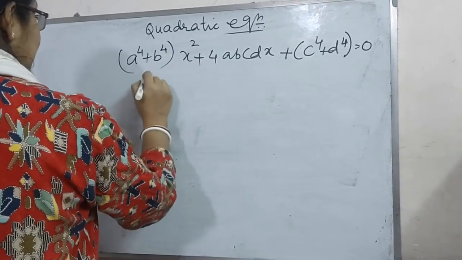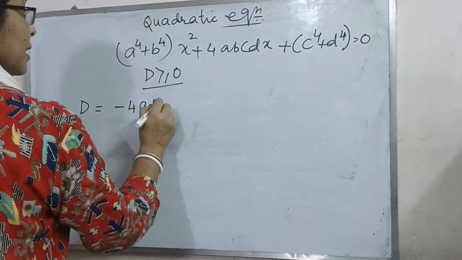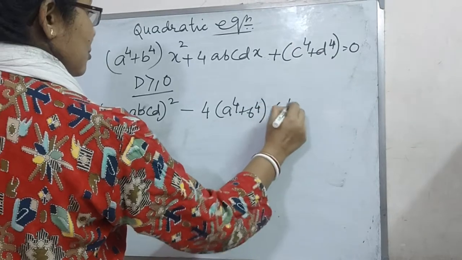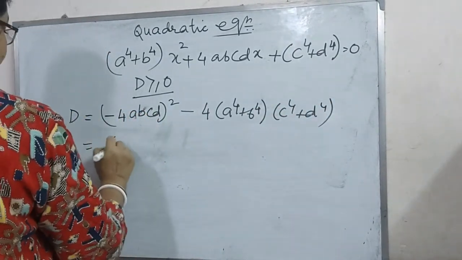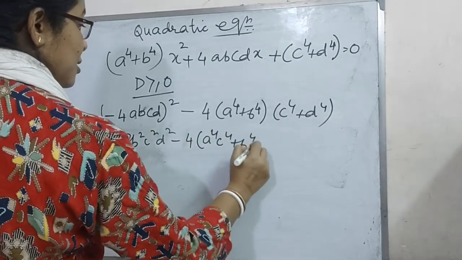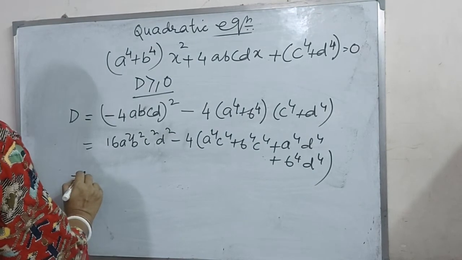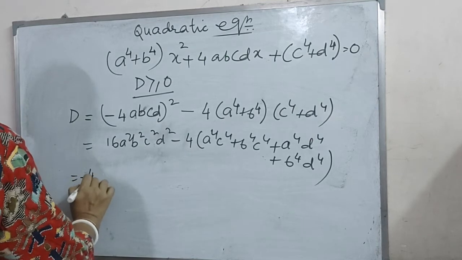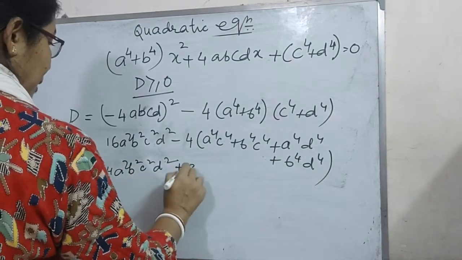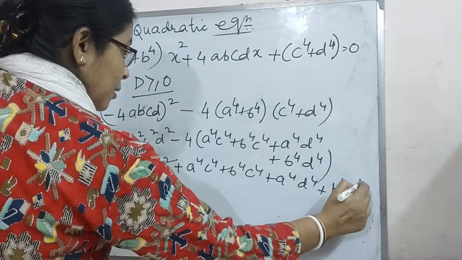For real roots, D is greater than or equal to 0. We have D = (4abcd)² − 4(a⁴ + b⁴)(c⁴ + d⁴). This equals 16a²b²c²d² − 4(a⁴c⁴ + b⁴c⁴ + a⁴d⁴ + b⁴d⁴). Minus 4 is taken common from here, so we have 4[a²b²c²d² − ...] with the terms a⁴c⁴, b⁴c⁴, a⁴d⁴, b⁴d⁴.